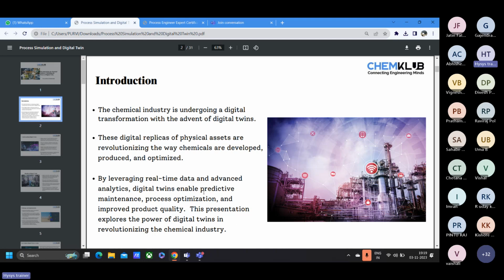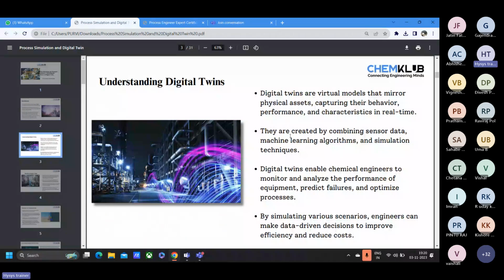So this presentation will explore more on the power of digital twins in revolutionizing the chemical industries. So basically, what are digital twins? Those are virtual models that exactly mirror the physical assets, capturing their behavior, performance, and characteristics in real time. For example, if you have a VGO-HDT hydrotreater plant, a digital twin model will be an exact replica of your hydrotreater plant. It will have a CO2 absorber, a furnace, and a reactor with a 3-bed catalyst. So it is an exact replica of your hydrotreater plant, and it is developed with the help of simulation software.